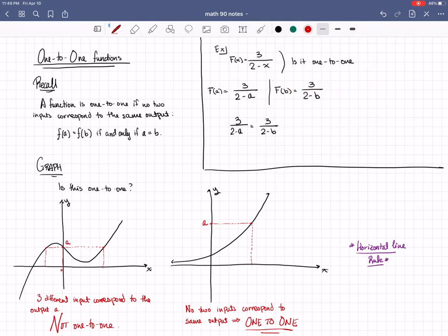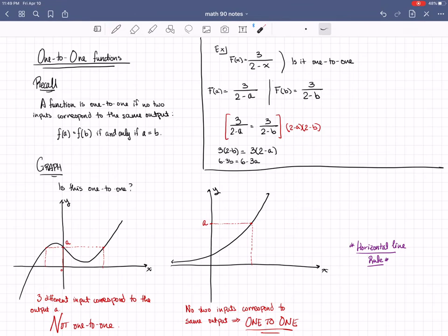Generally speaking, when we have equations with denominators like this, we clear the denominators out. So we're going to multiply both sides by the product of the denominators so that they both clear out. On the left, we're left with 3 times 2 minus b, because the 2 minus a's reduce. On the right, we're left with 3 times 2 minus a, because the 2 minus b's reduce. And so distributing, we have 6 minus 3b is equal to 6 minus 3a.